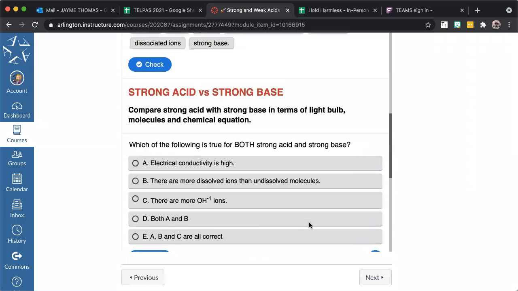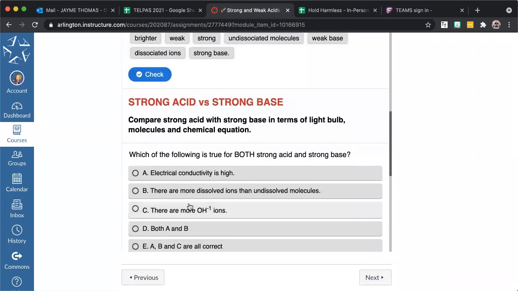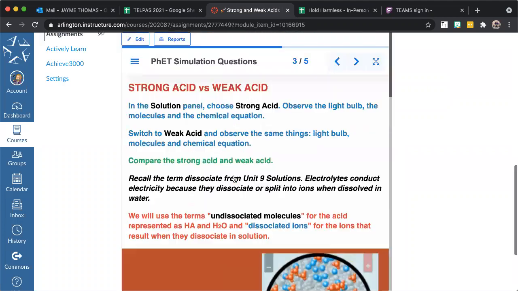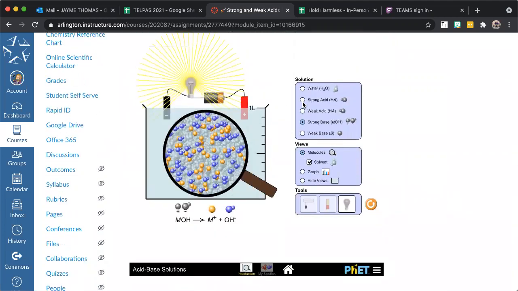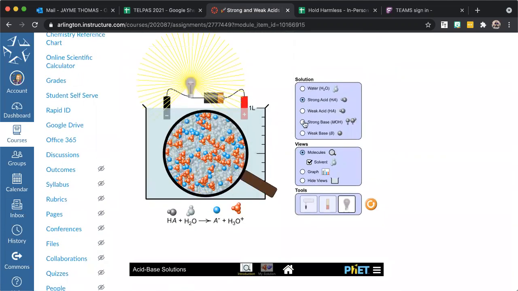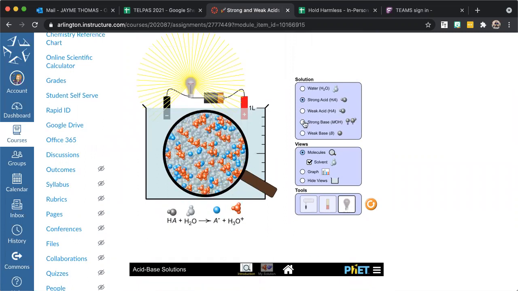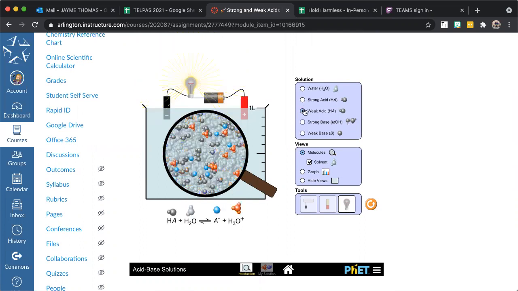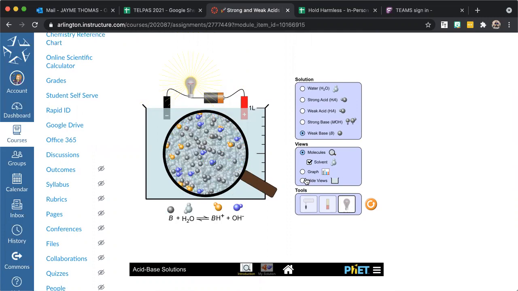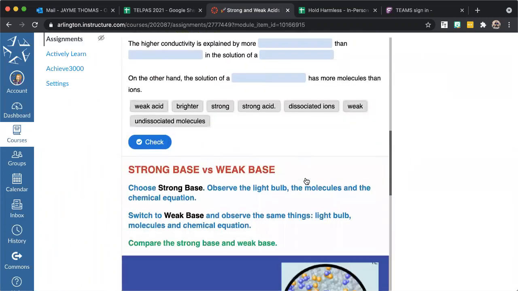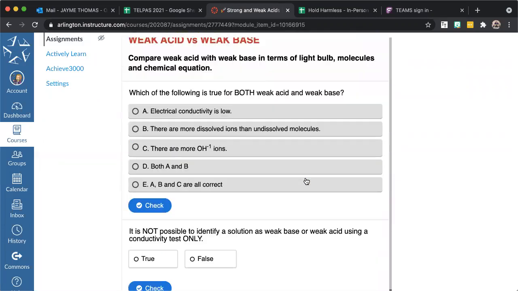The last two, for comparing the two strong ones and the two weak ones, you're not necessarily doing anything new with the simulation, but you can go back up here and do it if you want. Like, I can click on strong acid, okay? And then I can click on strong base and see what's similar, what's different, okay? And I can do the same thing for the weak acid and the weak base and see what they have in common and what's different about them, okay?